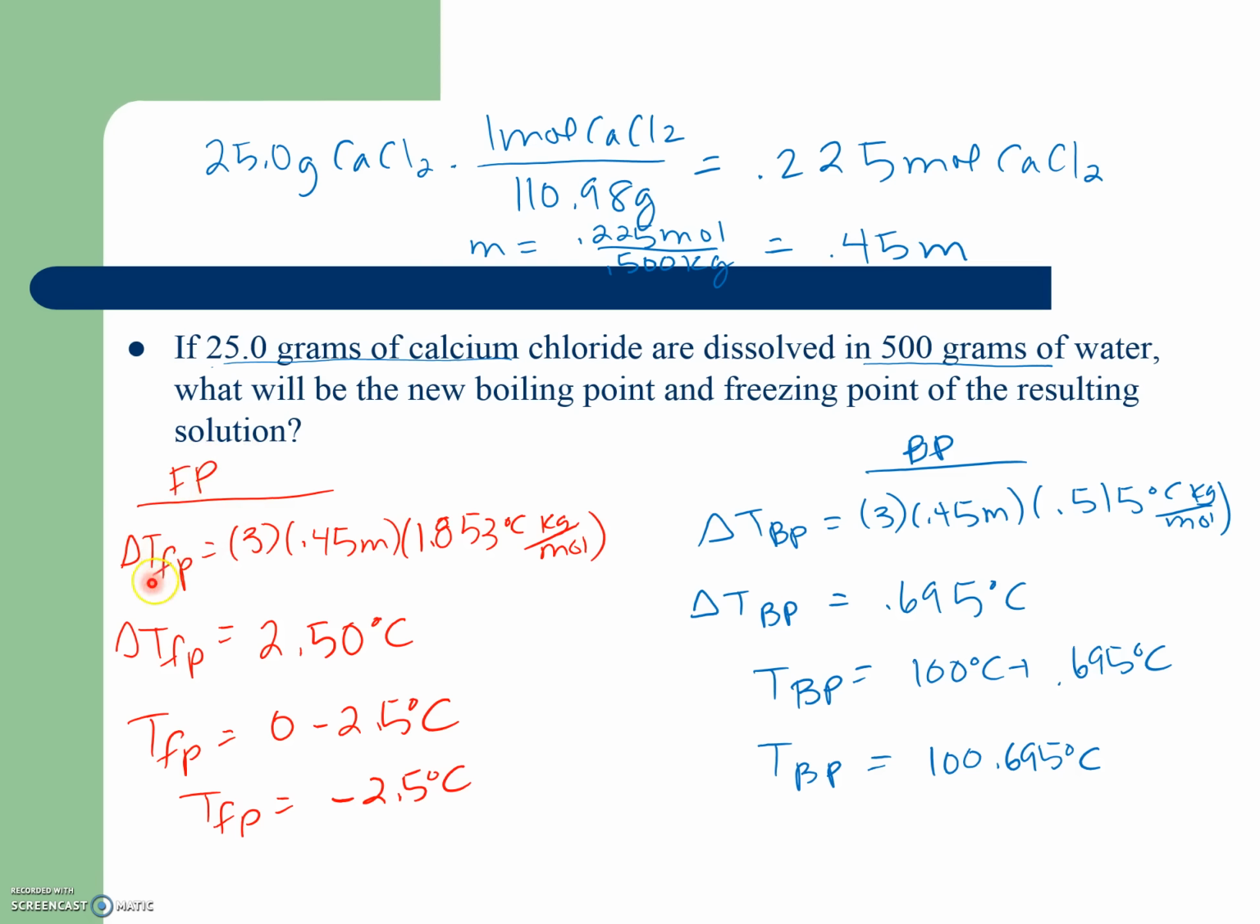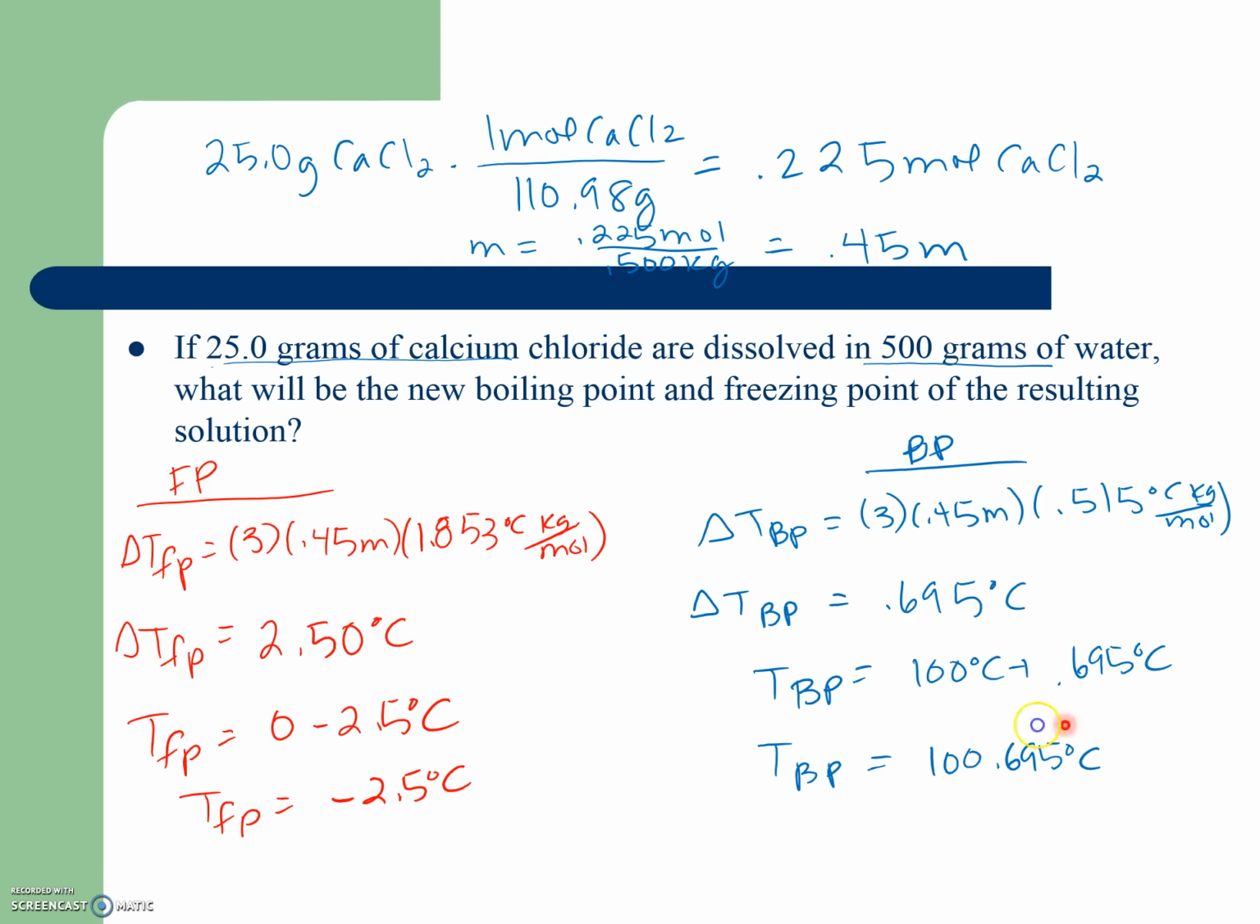So I did my freezing point, my change in temperature of my freezing point, i is 3, because that CaCl2 is going to break into Ca and 2 Cl, my molality, and then my constant, which should be given to you. I solve, I get 2.50, but I know that it lowers the freezing point, so it's 0 minus 2.5, and I get negative 2.5. To look at my boiling point, same 3, same 0.45, my new constant's 0.515. I get 0.695. I know it raises my boiling point, so I add it and get that.